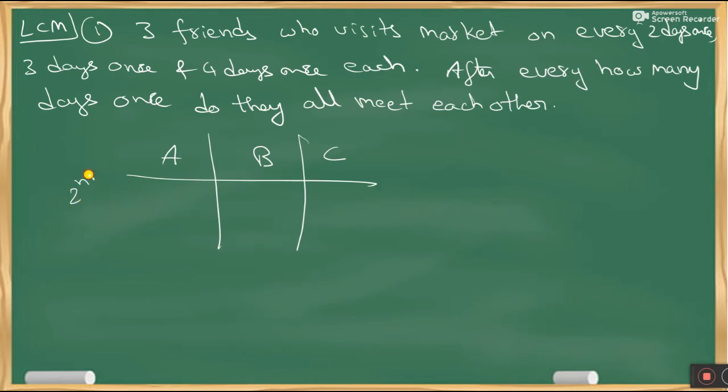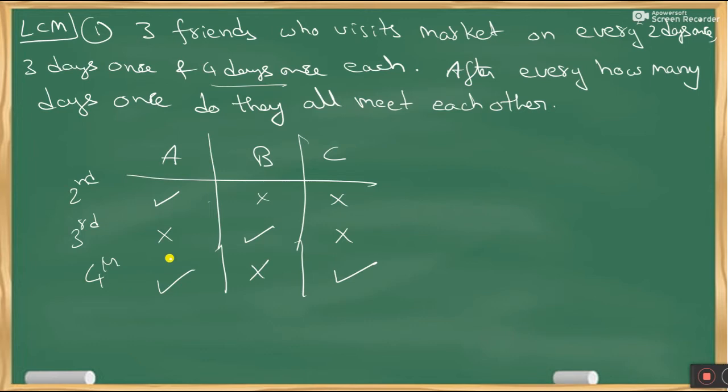Now if I do this in a normal method, by taking it and calculating it. Let's say there are three friends A, B, C. On the second day, A would be present in the market, B and C will not be available. On the third day, A will not be available, B will be available, but C won't be available. But on the fourth day, A will definitely be available because there's a 1 day gap. So after every 2 days A goes, B won't be available, but C will be available because C visits once in 4 days. If you do it like this, I have to find where all three are available.